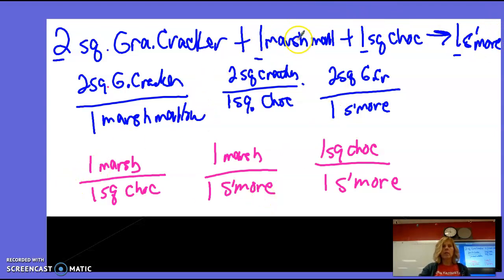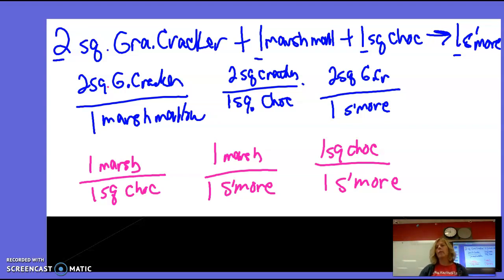That's the ratio. And then I went back to marshmallow and said, okay, I need to compare marshmallows to squares of chocolate, marshmallows to s'mores. And then the very last thing, squares of chocolate to s'mores. So any of these conversion factors can be used in this equation. So who cares, right? So what is the relationship? Well, here's what we can do with this information.